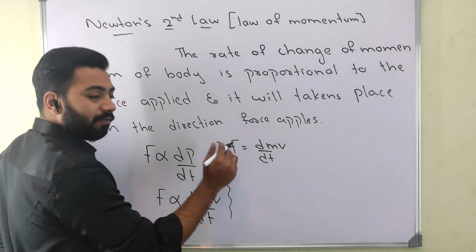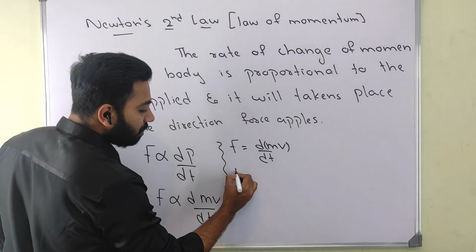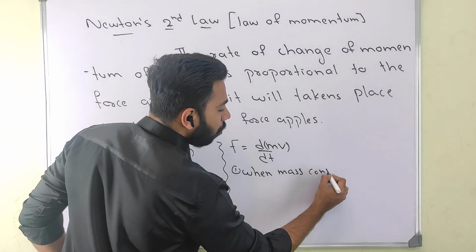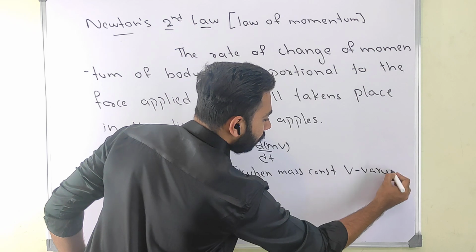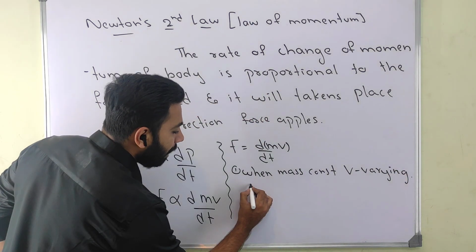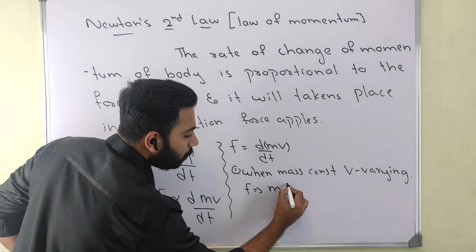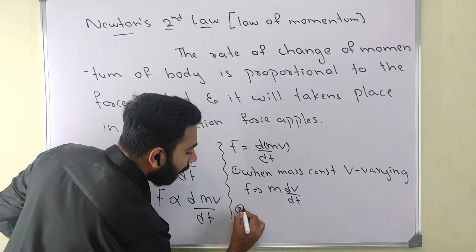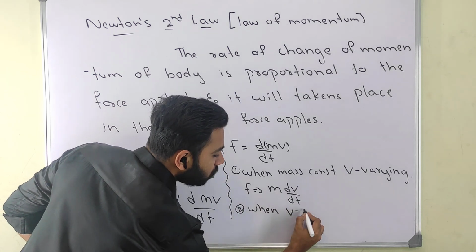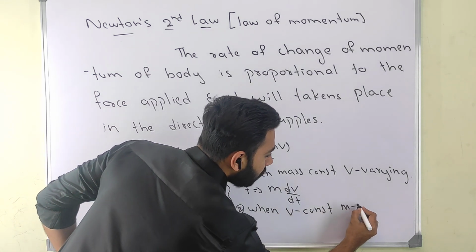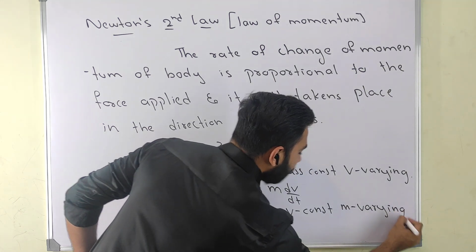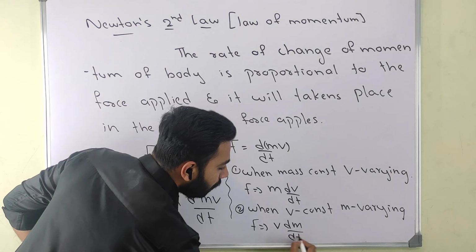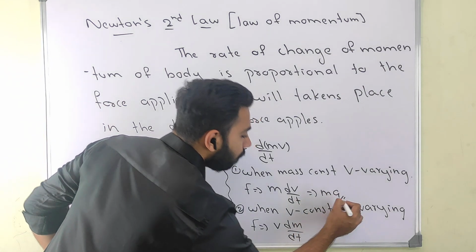Now from here we can get two cases. First case, when mass is constant and velocity is varying. Then I can write F is equal to mass into dv by dt, because velocity is varying. And second case, when velocity is constant and mass is varying. Then I can write F is equal to v into dm by dt. For the first case, this is equal to ma. We can write it like this.